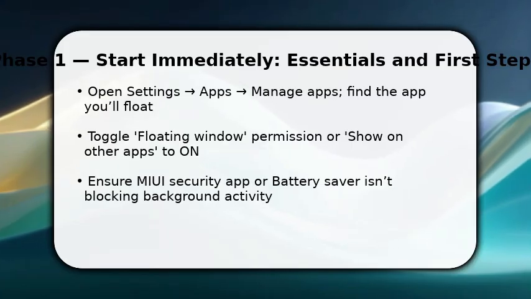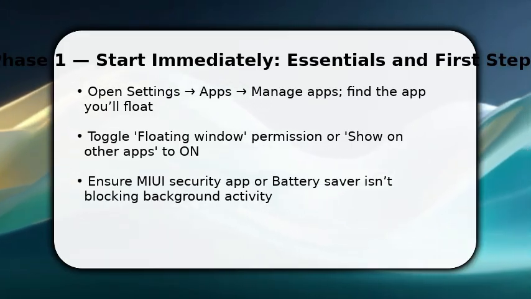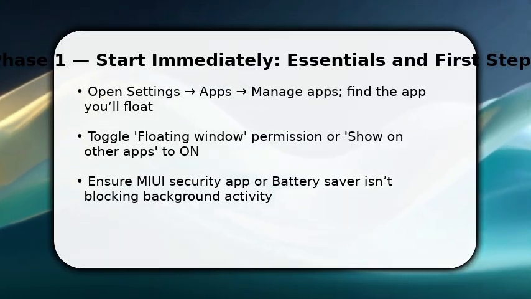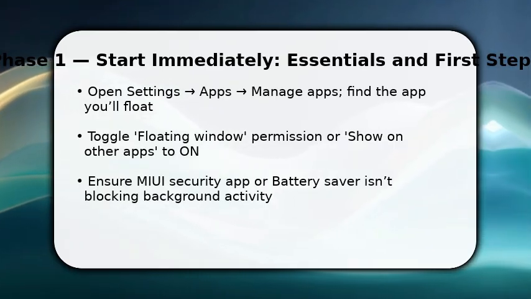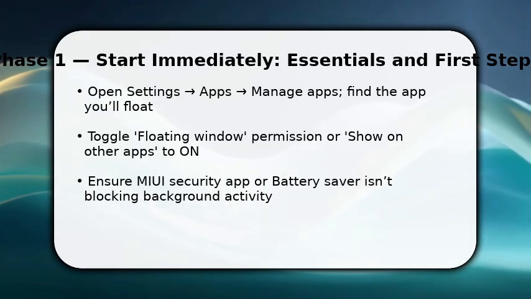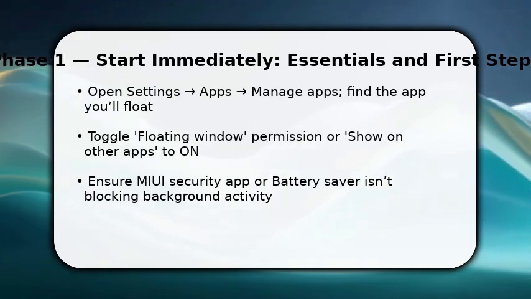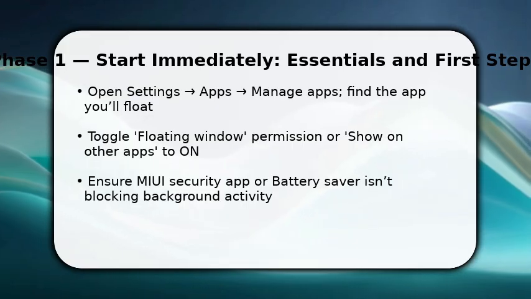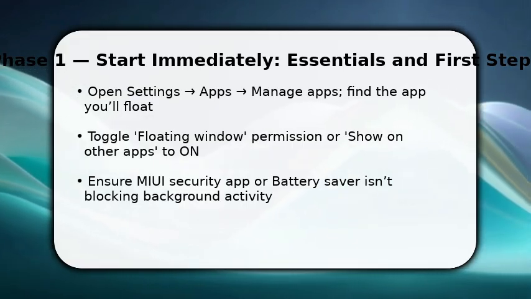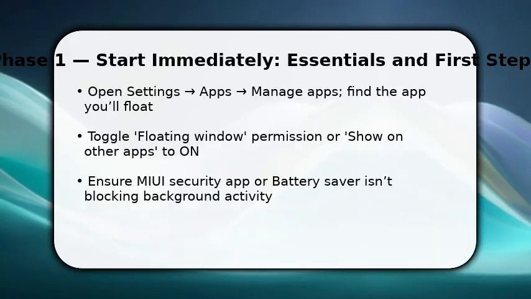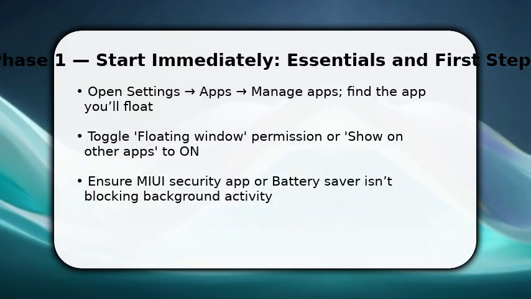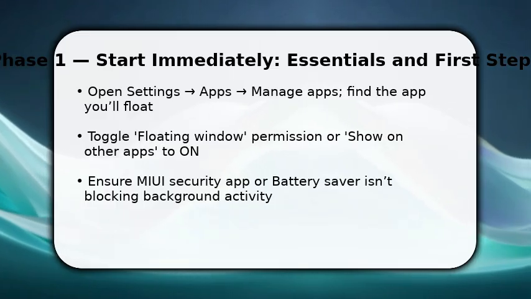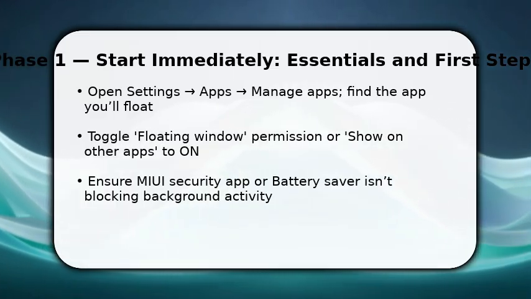You start by granting permissions. Open settings and go straight to apps, then manage apps. Find the app you want to float. Tap permissions or display over other apps and switch the floating window permission on. Once done, make sure battery saver or MIUI optimization won't kill the app in background. Allow background activity if prompted. This step matters because without permission the system won't create the overlay, and background restrictions will close your floating window unexpectedly.